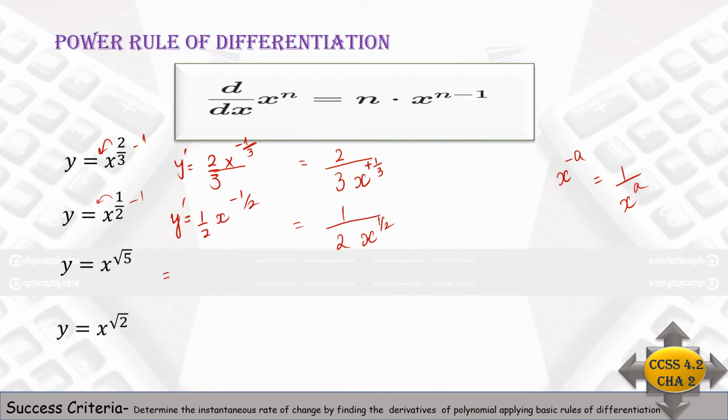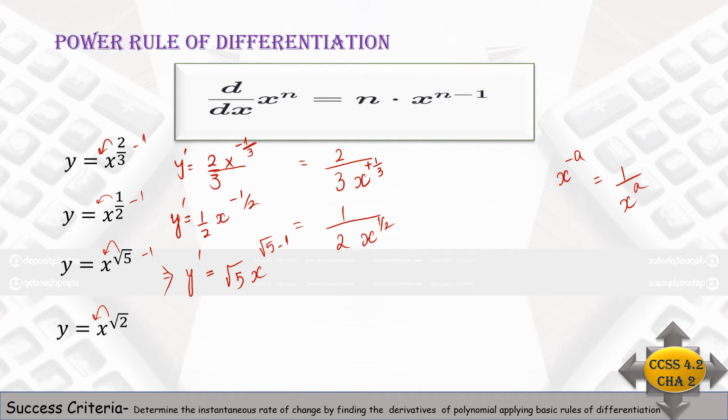Now what will you do if there is a radical sign, if there is a number with the radical sign? No worries, use the same method. Bring the root 5 down, write the x as it is, and from the power subtract 1. So you will get root 5 minus 1.